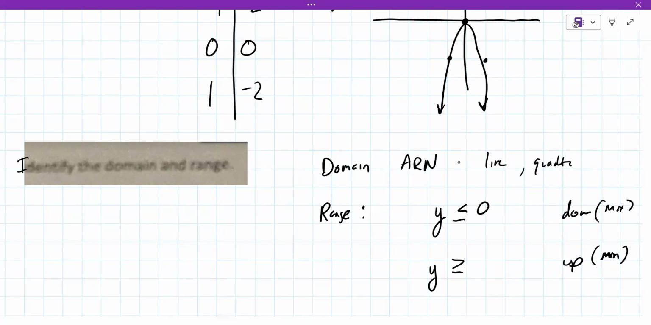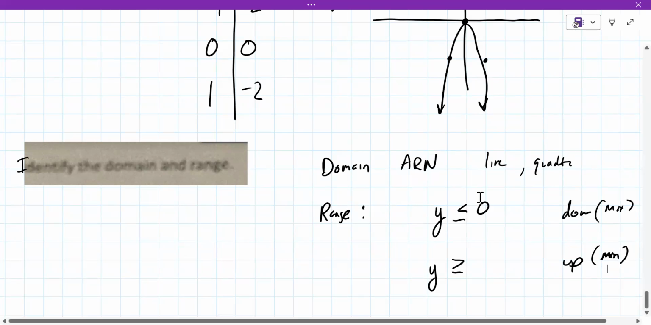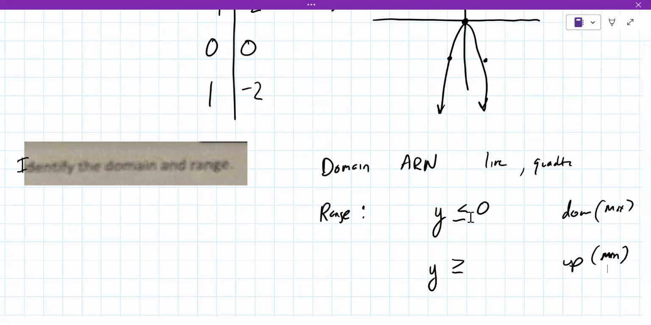Wait, no, 0 is greater than or less than y, or could you just put min or max? Like, you have to write it this way with the y. Okay. y is less than or equal to 0. Because the way you would read it as a sentence, you'd say all the numbers less than 0. Okay.